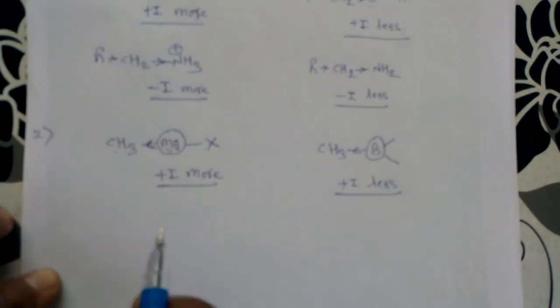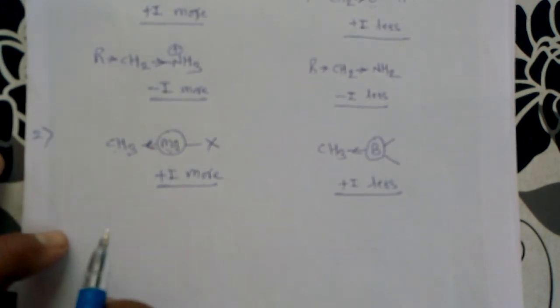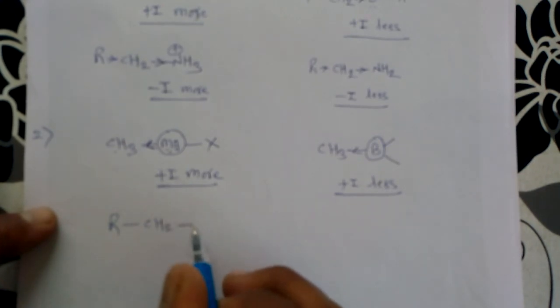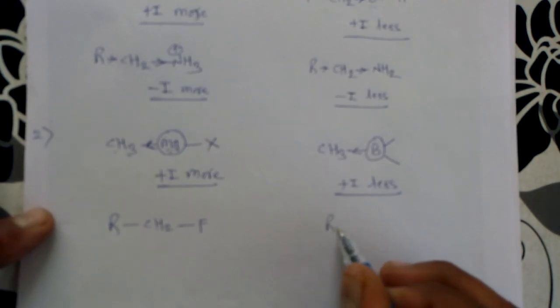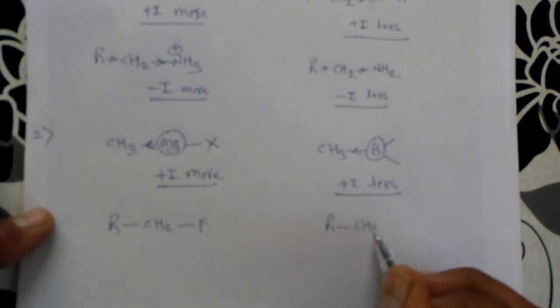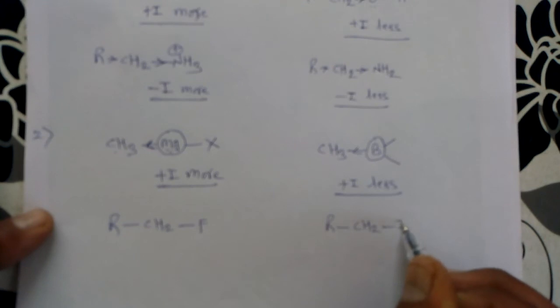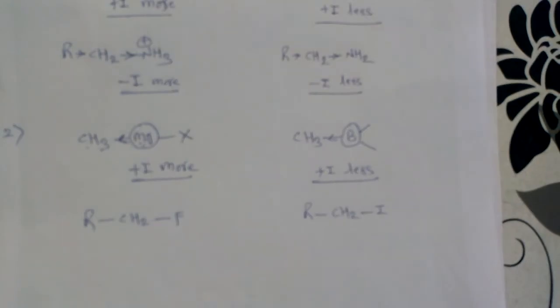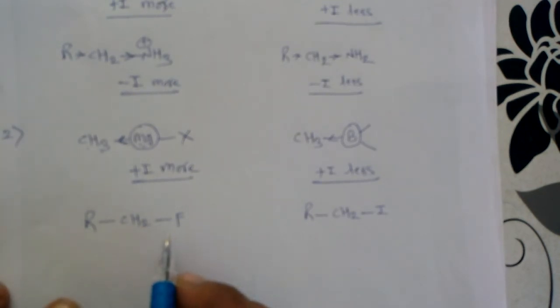On the other hand, for the minus I inductive effect, suppose I take examples like R single bond CH2 single bond fluorine. The second compound I take is R single bond CH2 single bond iodine. Now what happens? These two examples we have to take into consideration for the minus I inductive effect. So in this first case, what happens?